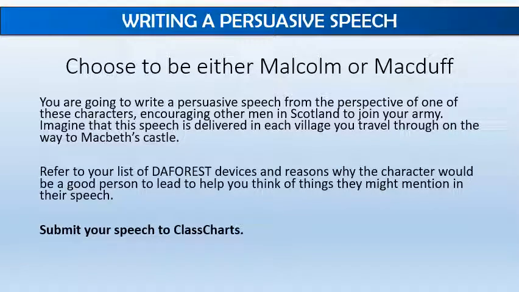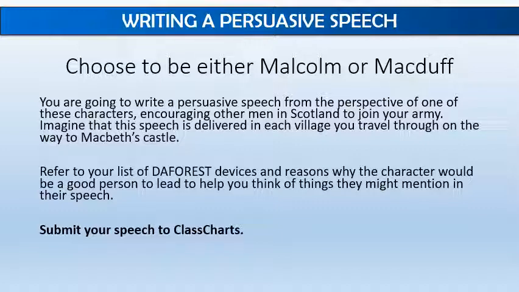Now, your task is to be either Malcolm or Macduff. You're going to take on their persona. So now you're going to write a persuasive speech from the perspective of one of these characters, encouraging other men in Scotland to join your army. Imagine that this speech is delivered in each village you travel through on the way to Macbeth's castle. Refer to your list of persuasive devices, and reasons why the character would be a good person to lead, to help you think of things they might mention in their speech.